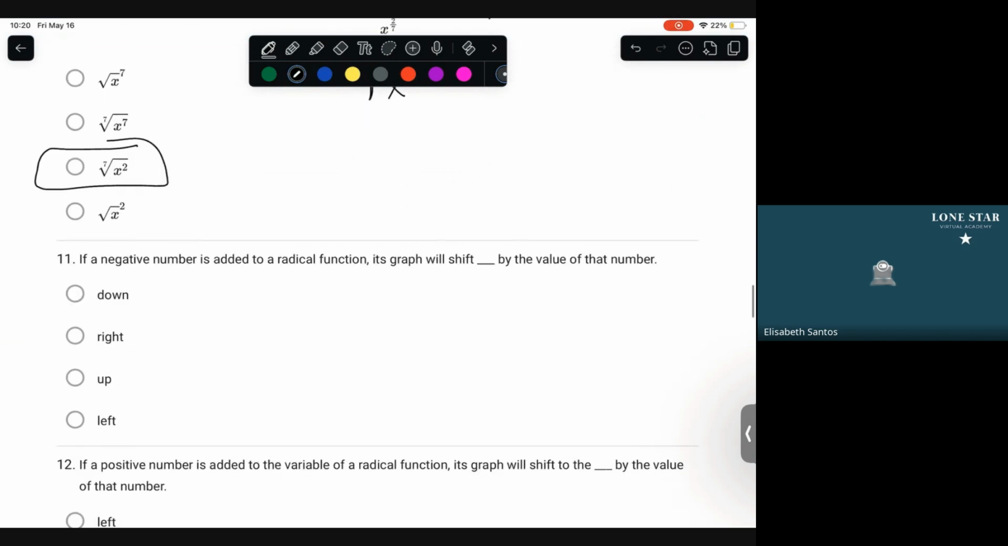Okay, so number 11, if a negative number is added to a radical function, its graph will shift blank by that value of that number.